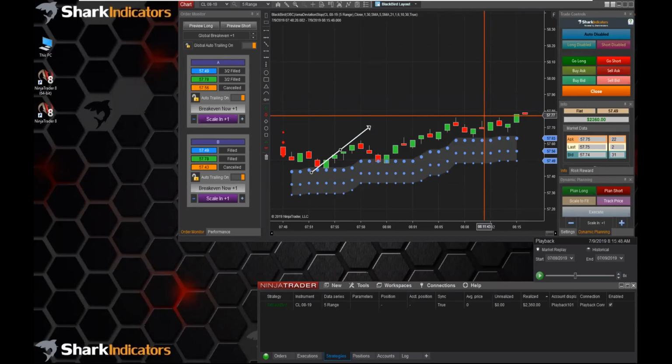So whatever ideas you might have that tell you when a trend might be coming to an end or the market's consolidating, again, you can use BlackBird. You can program that into BlackBird and let BlackBird monitor those conditions for you.